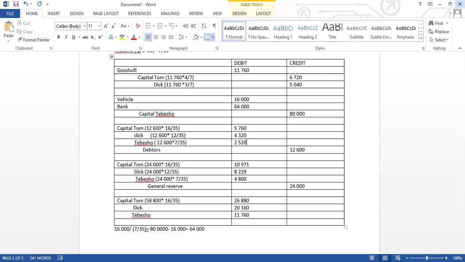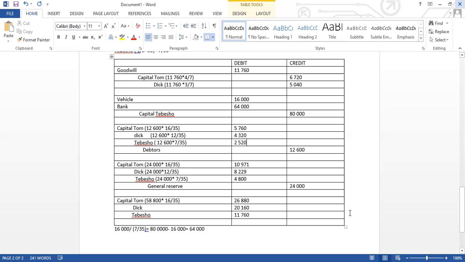Why? Because Tebesho also needs to benefit, because he's also part of the partnership already. The asset was valued while he was already admitted. Are we together? Do we understand now? That's why we are using our new profit sharing ratio, because the debtors were valued after his admission. Any questions before we move on to the last question? No questions? Okay.